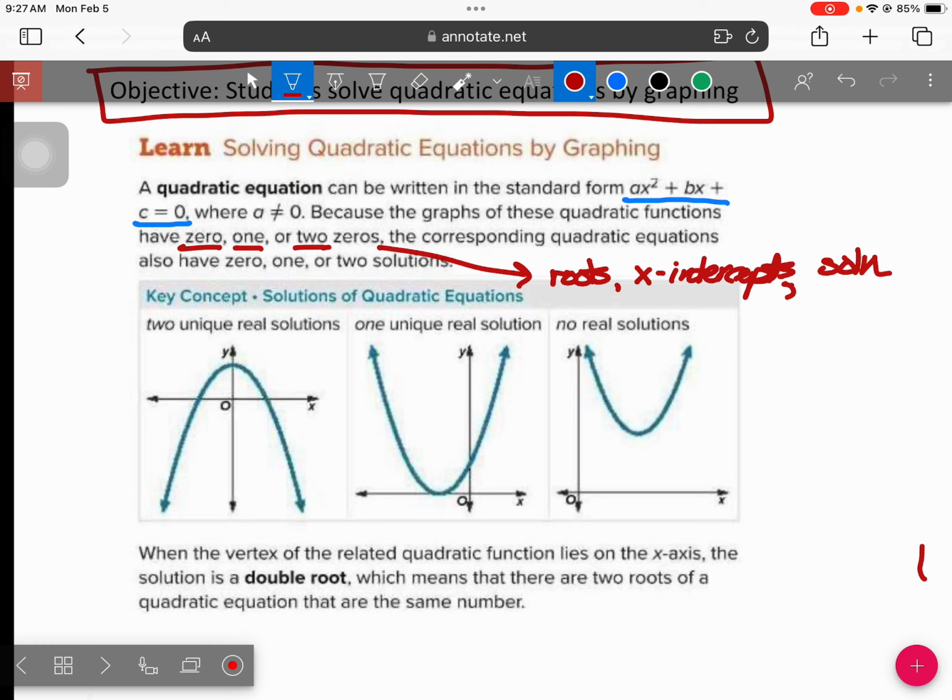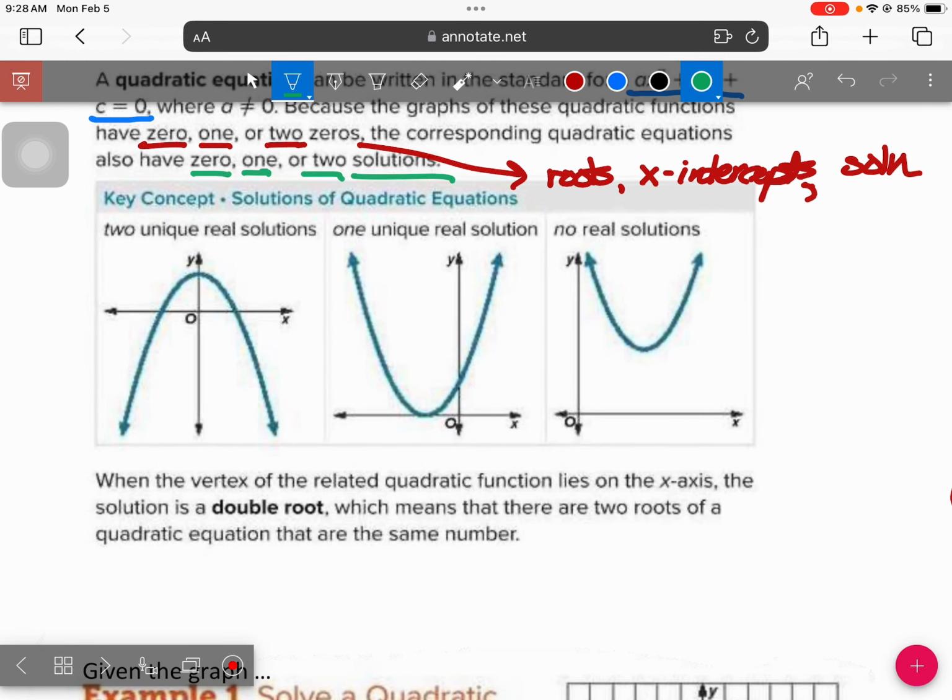Okay, roots, x-intercepts, or solutions. But I thought it was kind of confusing when they said 0, 1, or 2 zeros. The corresponding quadratic equations will then have 0, 1, or 2 solutions. You're like, huh? So let me break it down for you.